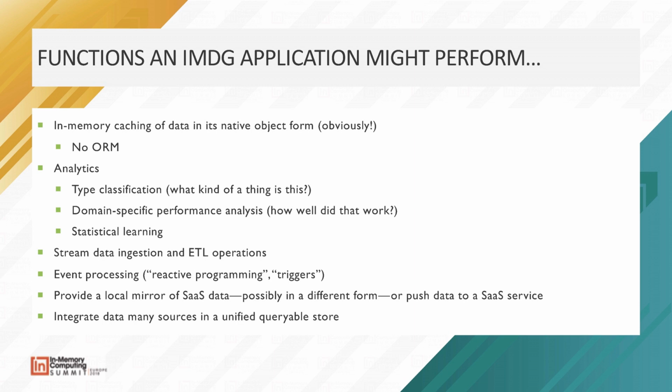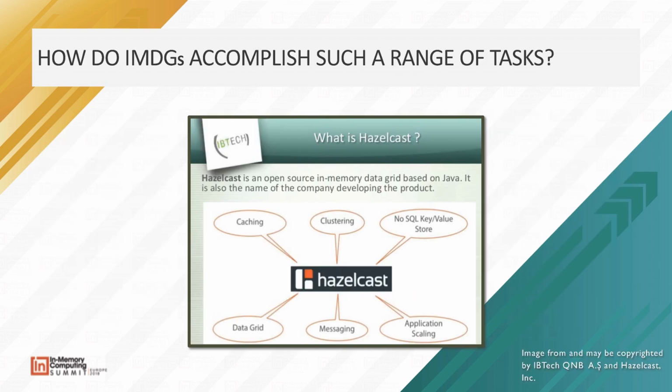People ultimately started using IMDGs to do things like provide a local mirror of SaaS data, possibly in a different form, or push data to SaaS services. Another application is to integrate data from many sources into a unified queryable store. So, GridGain supports full ANSI 99 SQL. You can take data from a lot of different places. You can use the stream functionality to ETL that data into a common unified object model, hold it in the grid, and then access it in a uniform way.